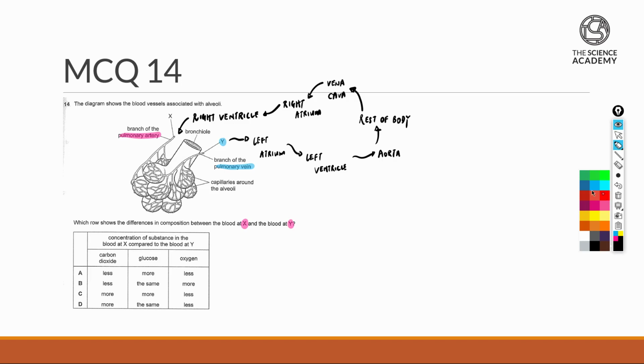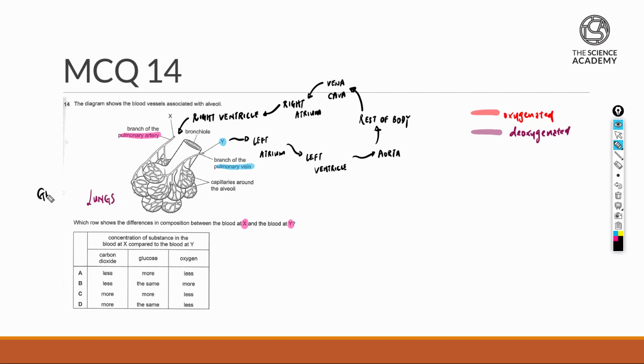Again, if I'm going to use red to represent oxygenated blood and purple to represent deoxygenated blood, we can take a look at the contents of how it actually changes. So prior to that, please remember that the alveoli is actually the part of the lungs that's involved in gaseous exchange.